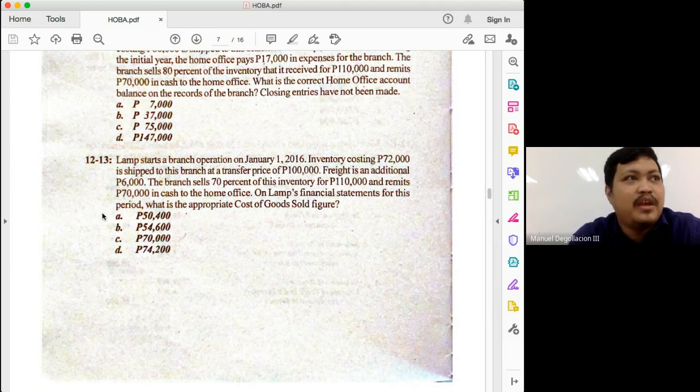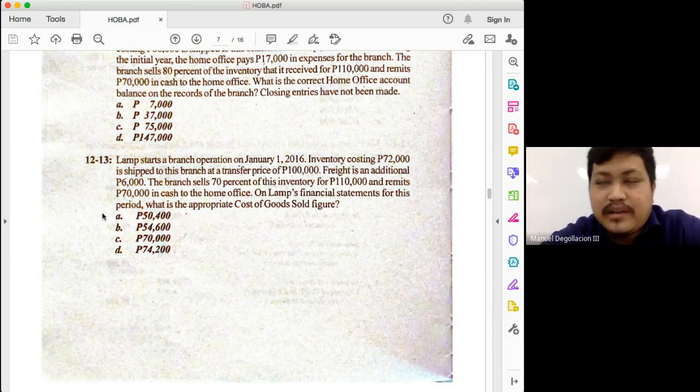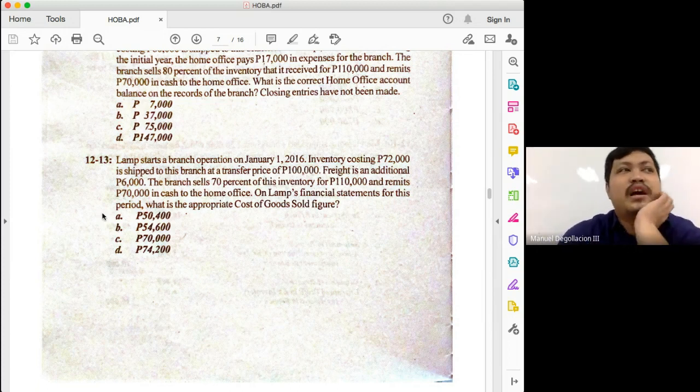Branch profit, we begin with sales. How much was the sales of the branch, class? 110,000. How do we know? That was the price for which the 70% goods were sold. Okay. 110,000.